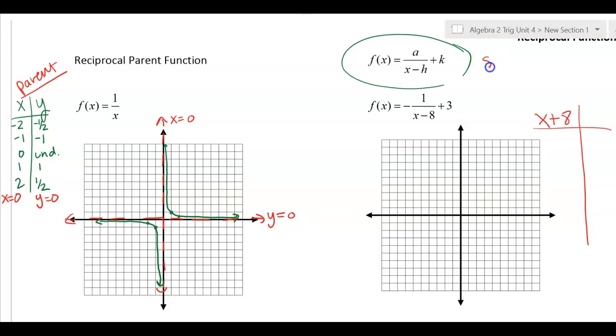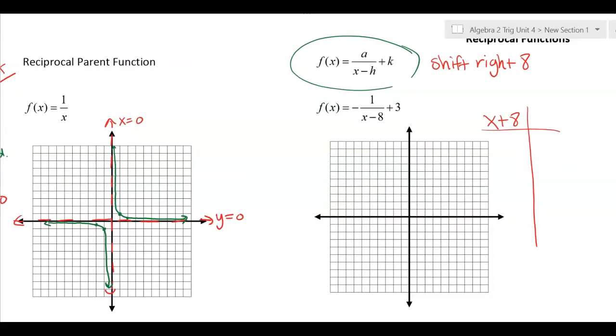So all the x things are getting shifted to the right 8. And I'm actually going to write it in words too because some of us need a little help with that still. So I have a shift right 8. With my y values, okay, there's no stretching or compressing. Do you guys see why there's no stretching or compressing? This a value didn't change, it's still 1, but it does have a negative that's applied to it, so the y values are going to be flipped, okay?